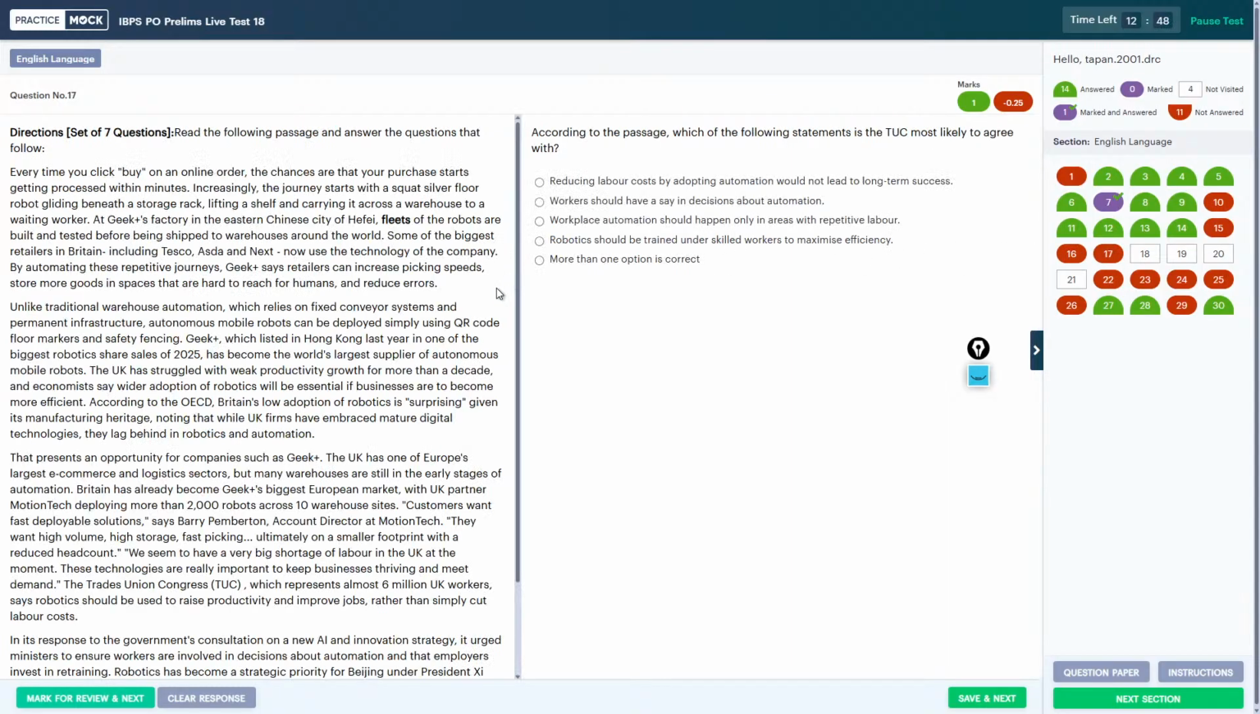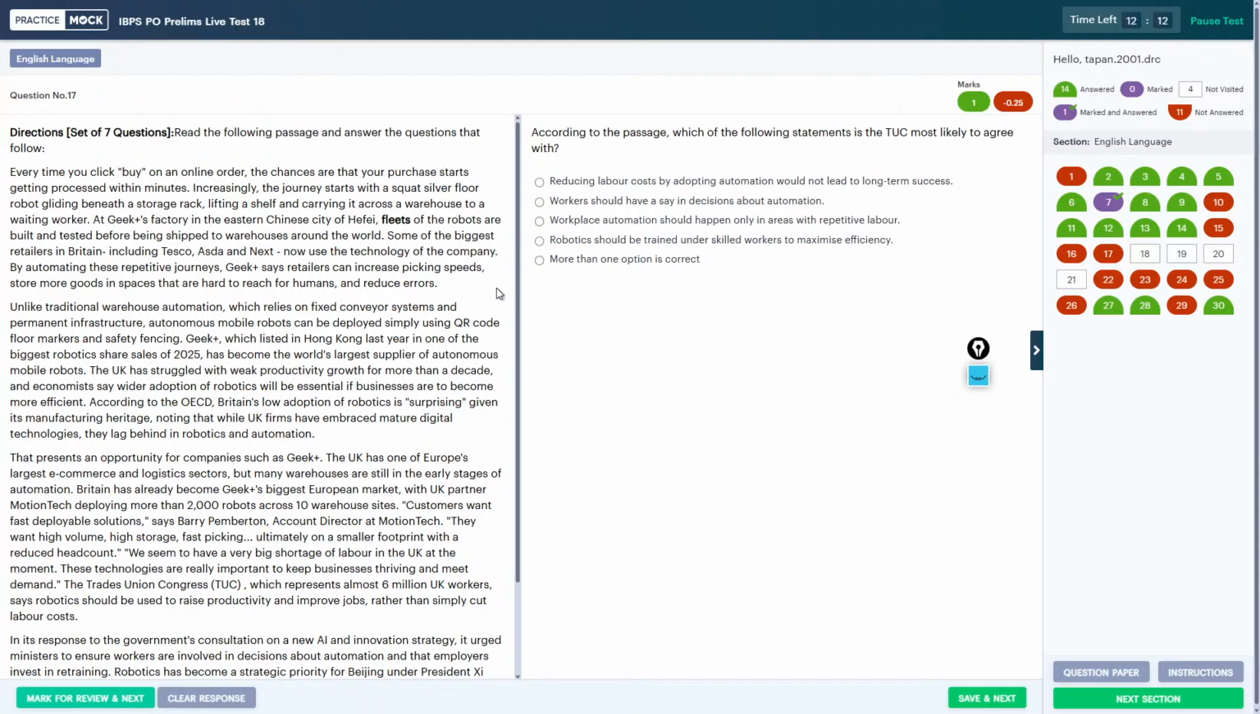Every time you click buy on an online order, the chances are that your purchase starts getting processed within minutes. Increasingly, the journey starts with a squat silver robot gliding beneath a storage rack, lifting a shelf and carrying it across a warehouse to a waiting worker. At Geek Plus's factory in the eastern Chinese city of Hefei, fleets of the robots are built and tested before being shipped to warehouses around the world.